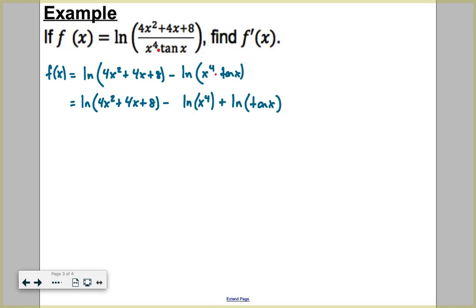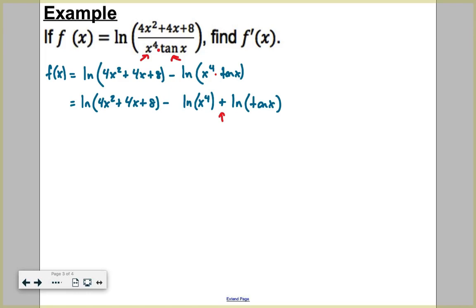We know that we have x to the fourth and tangent of x are both in the denominator. And since they're both in the denominator, that means they're both being divided by. And we know that when we divide inside a natural log, it should be subtraction. But we see that there's a plus sign here. It really should be a subtraction.